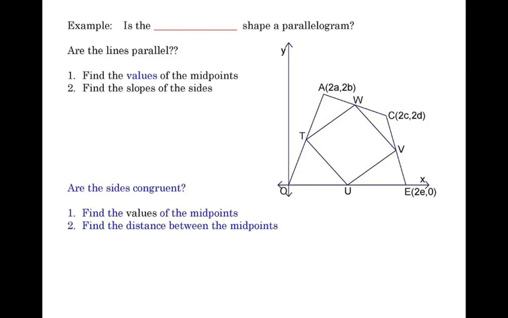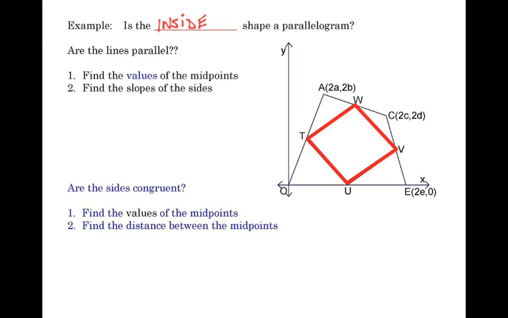Okay, so we're going to try to show that the shape inside is a parallelogram. So that's our shape there. There's two ways we can go about it. The first is to show that the opposite sides are parallel, so the same slope. And then the other part is we show that those opposite sides are congruent. So congruent will be with our distance formula. Slope will obviously be with our slope formula.